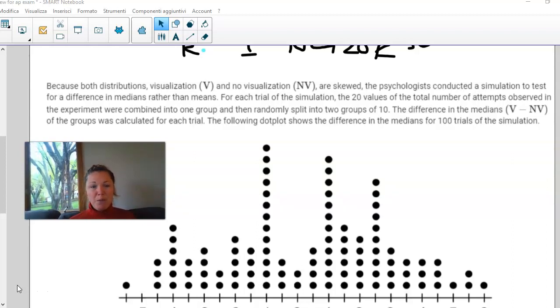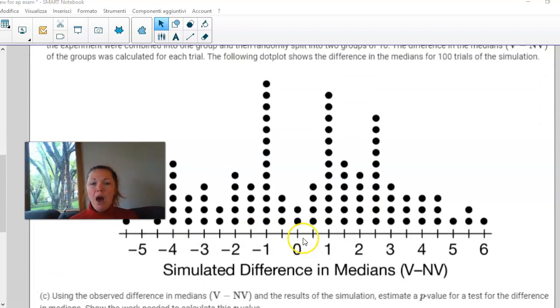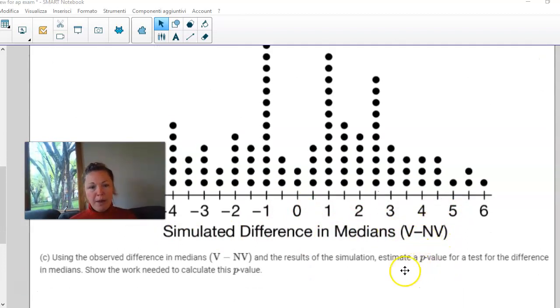I really felt it was important. I know I'm getting over that 12-minute mark, but I really felt like that was important to talk about the simulation. I talked about this one in another video as well, because we just don't spend that much time on it, and I don't know what to expect this year for 2020. So I want to make sure that you are exposed to this. We did it first semester, but it doesn't come back a whole lot like some of the other things do. Okay, so here's all our simulated differences for the visualization group minus the non-visualization group.